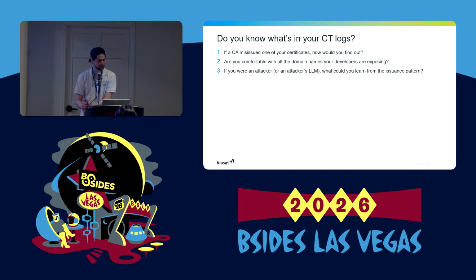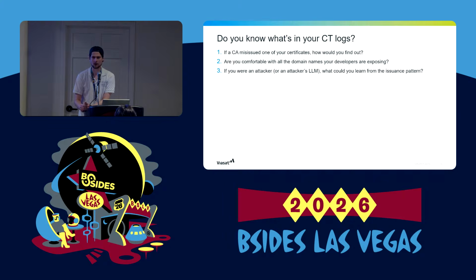If you were an attacker or an attacker's LLM, I didn't talk about AI at all, but dump all this stuff into an LLM and see what it says. Ask it to do analyses of the tech stack of whatever company you're targeting. What could you learn from this? And a potentially scary thought: certificate lifetimes are dropping. The public CA forum is, I think, intending to get them down to like 47 days or something. I think Let's Encrypt will let you do 7.